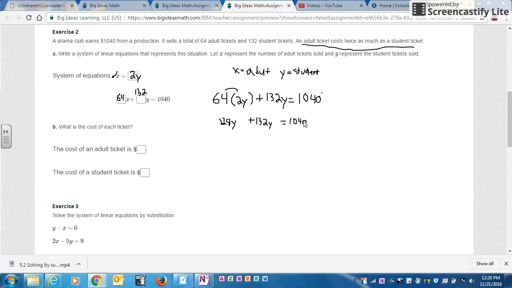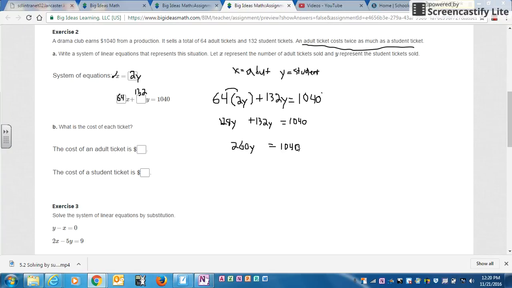Okay. So what do I do next? What would you do next? Pause, think, solve for y. If you can't, then go ahead and hit play, and then see if you're right. So what should you have done first? Combine like terms. 128 plus 132 is 260. So I have 260y equals 1040.